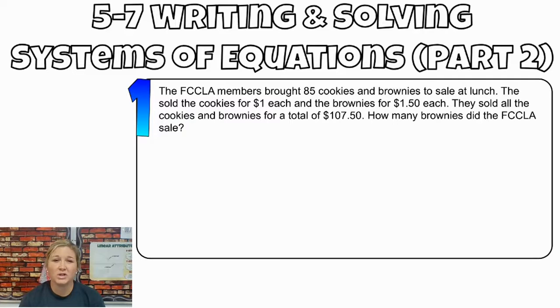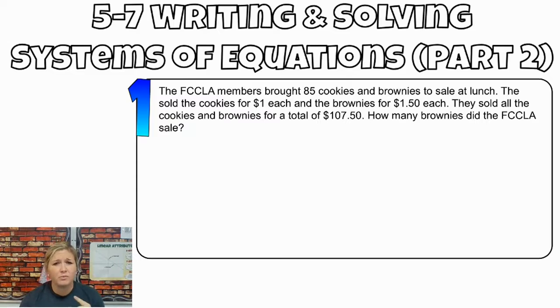Hey guys, we're going to look at writing and solving systems one more time with those word problems because it can be really tricky sometimes. So let's take a look. The FCCLA members brought 85 cookies and brownies to sell at lunch. They sold cookies for $1 each and brownies for $1.50 each.